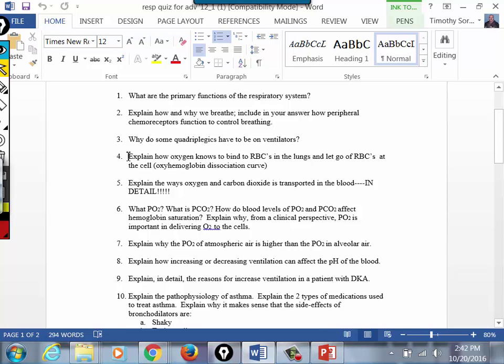So what I'm going to do now is explain to you the oxyhemoglobin dissociation curve. Right? This question is worth a lot of points. Yes, number 4.